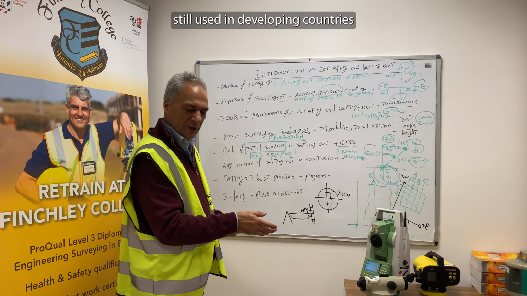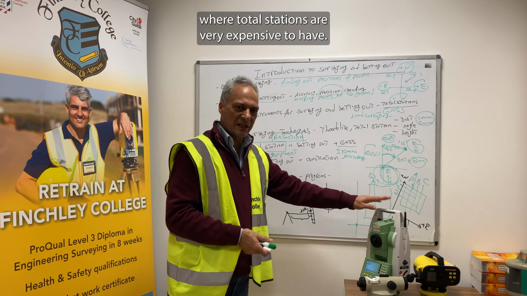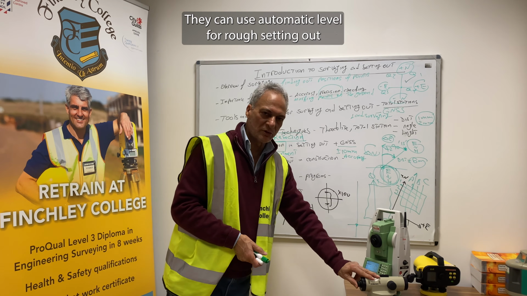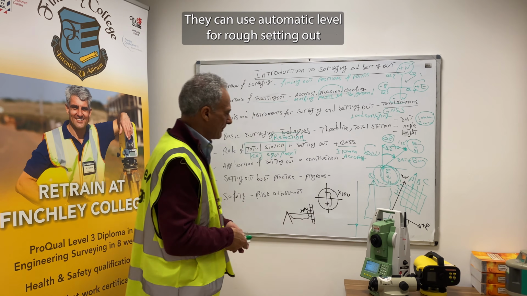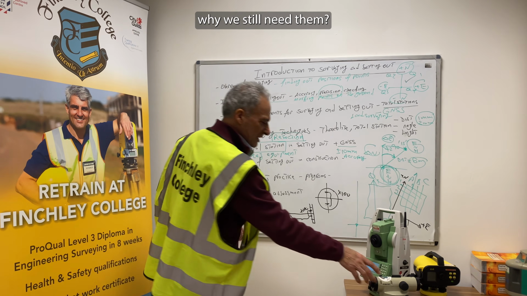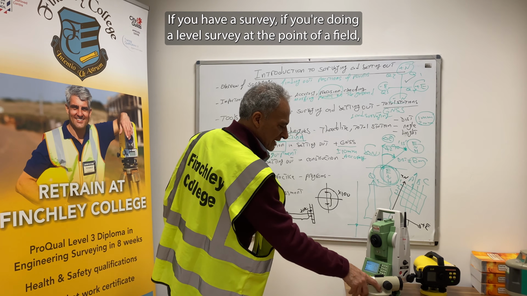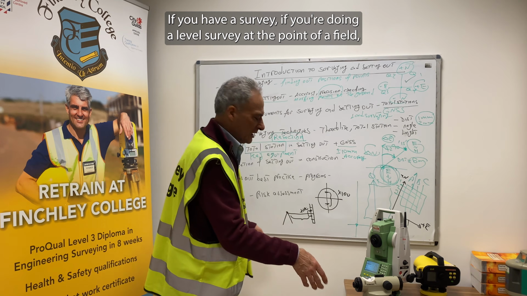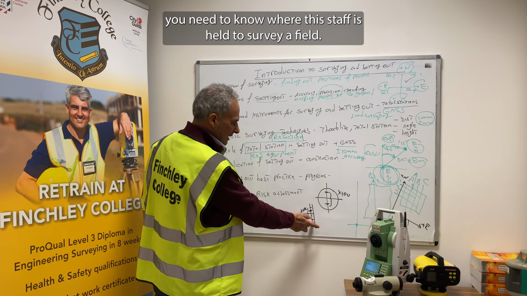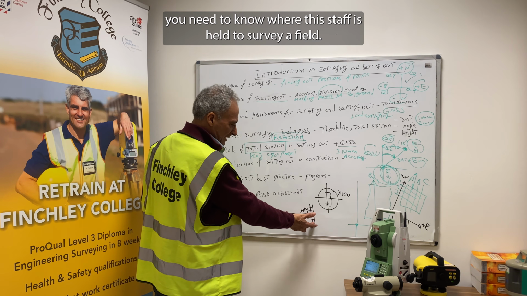Still used in developing countries where the total station is very expensive to have. They can use automatic level for rough setting out. Why do we still need them? If you're doing a level survey of a field, you need to know where the staff is held. To survey a field, we need to know that.